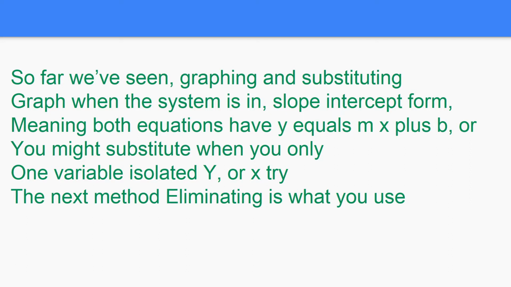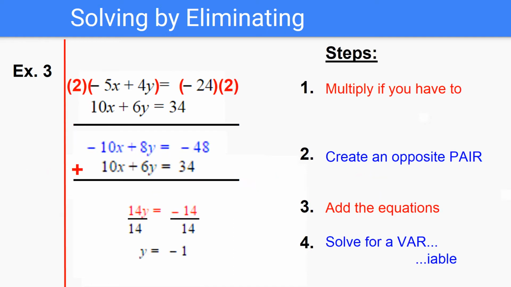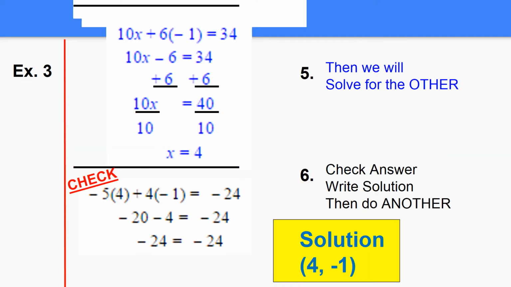Try the next method. Eliminating is what you use when x and y are on the same side. Then choose this method. Be the eliminator. Multiply if you have to, create an opposite pair. Add the equations, solve for a variable, then we will solve for the other. Check answer, right solution, then do another.